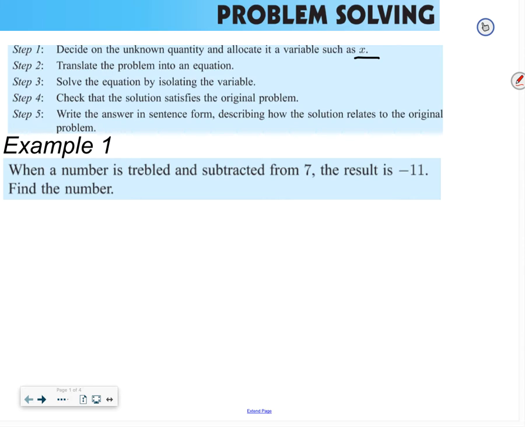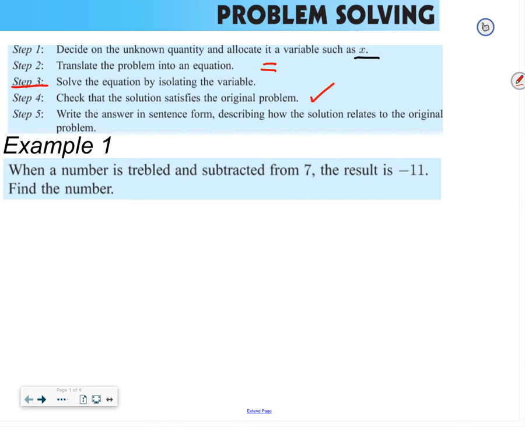Step 2, translate the problem to an equation. So take the information you have and try and generate an equation that should involve an equal sign and values on both sides. From then, step 3, solve the equation by isolating the variable. Okay, like we've been working on. Step 4, check that the solutions satisfy the original problem. Okay, and write the answer in sentence form describing how the solution relates to the original problem. Okay, so let's follow these steps here.